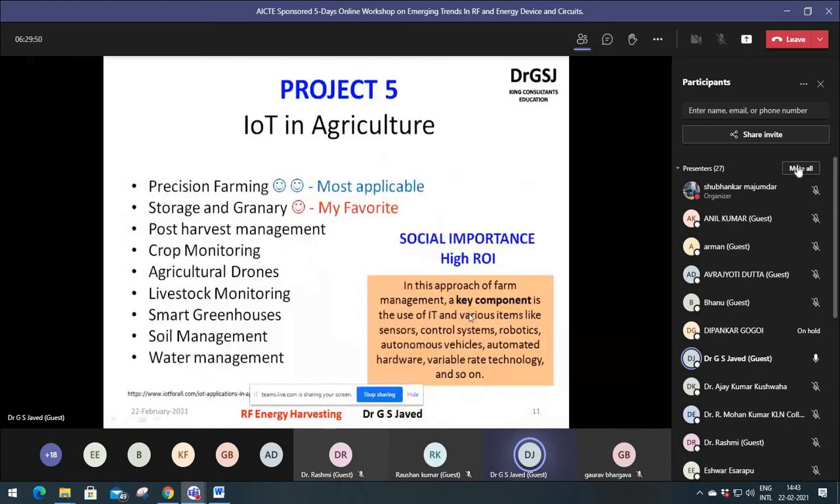My most recent work, and one which I'm enjoying as a designer, is in agriculture, IoT in agriculture, where there is high social importance. The top two important works I'm looking at are precision farming and storage and granary. Some works which I have already done are soil management and water management, and these have been very helpful in introducing electronics at school level and intermediate college level, a great benefit for large masses of students in understanding electronics.